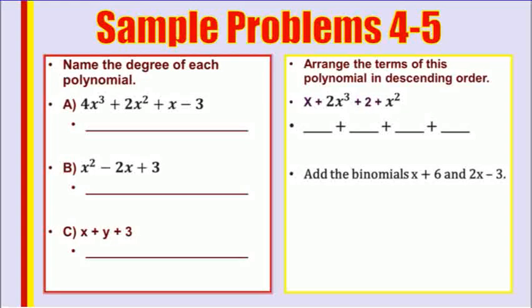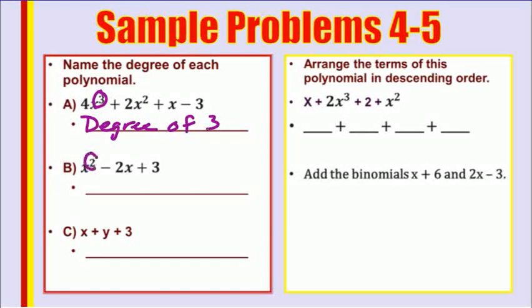Next one, name the degree of each polynomial. So here we need to find the degree of each polynomial. I look at the exponents, and the one that has the bigger exponent, that's the degree of the polynomial. Since this one has an exponent of 3, we would say this has a degree of 3.